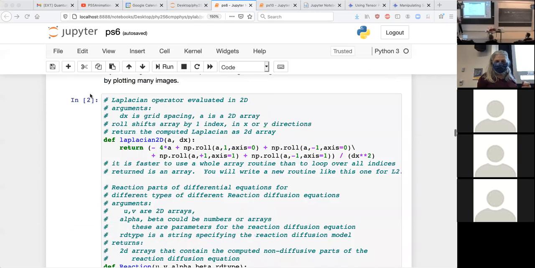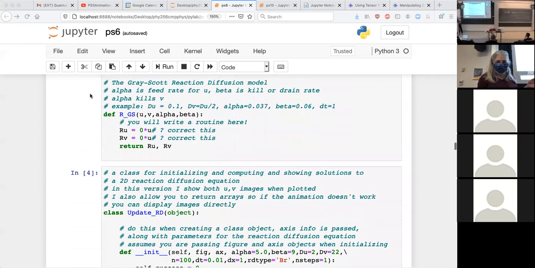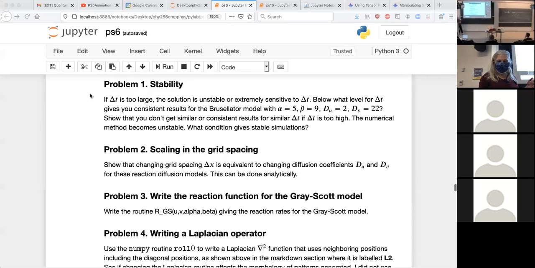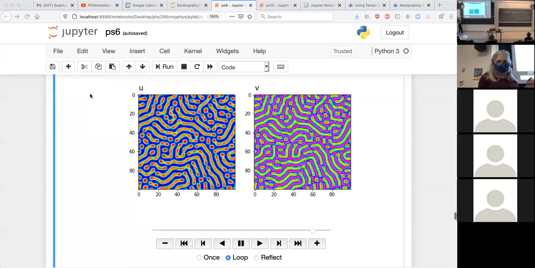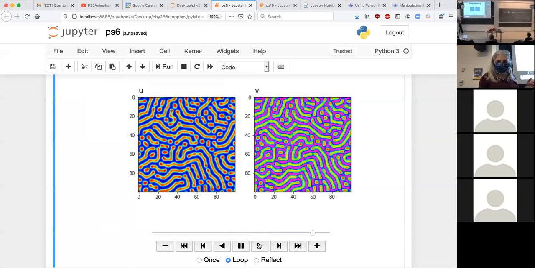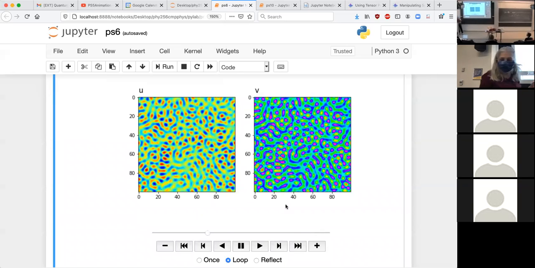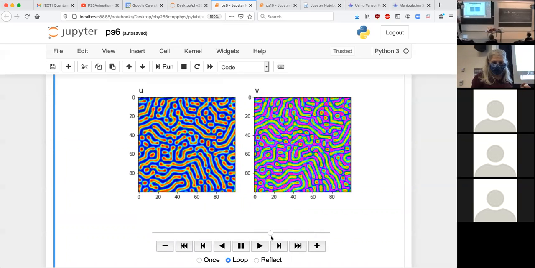The main thing I wanted to show you with this is my code that I've given you for the problem set for next week. You get things that look like this. So let's run it. Oh yeah, here we go. So if I stop it.